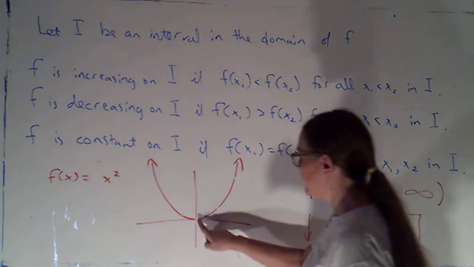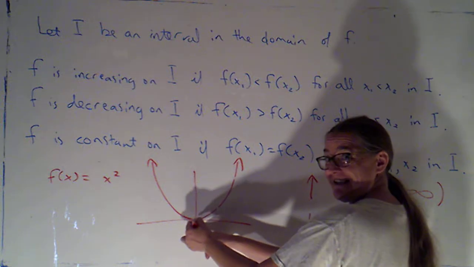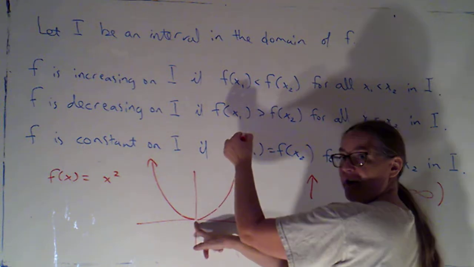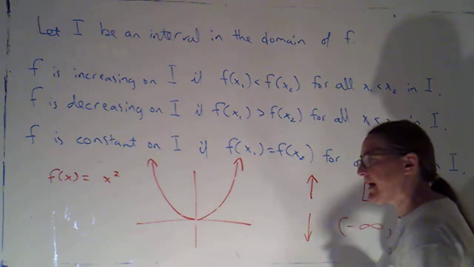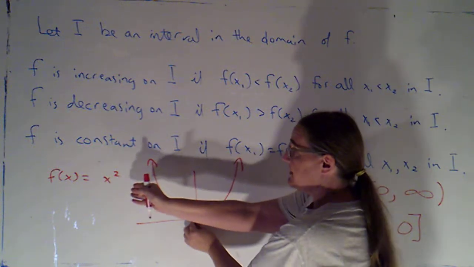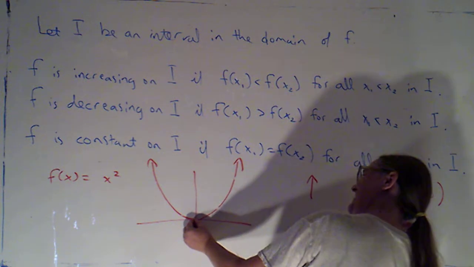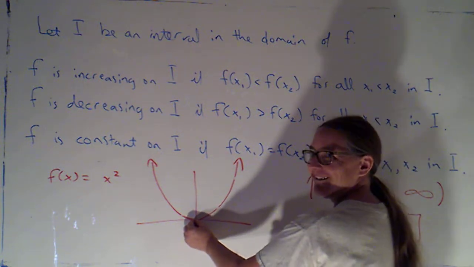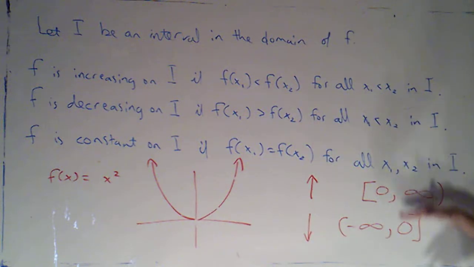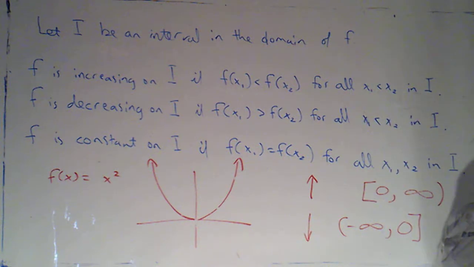0 is the location where we change the behavior. Until we hit 0, we were going down. Once we pass 0, we're going up. But that means if I compare the value that I get at 0 to anything on the left of it, it's lower. And if I compare the value that I get at 0 to anything to the right of it, it's lower. So it's part of both of these intervals. Now, that follows from just taking these definitions literally.